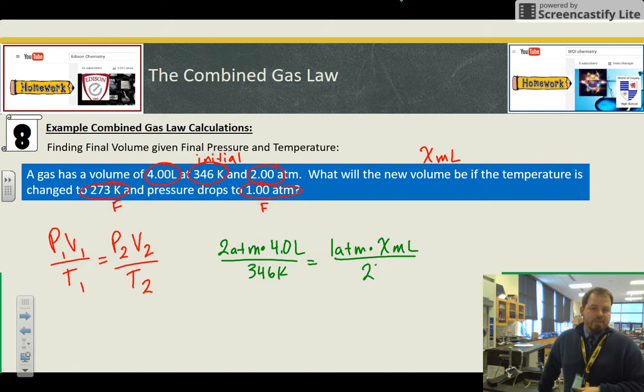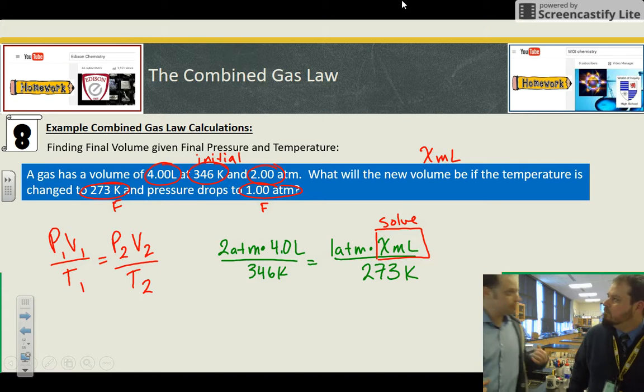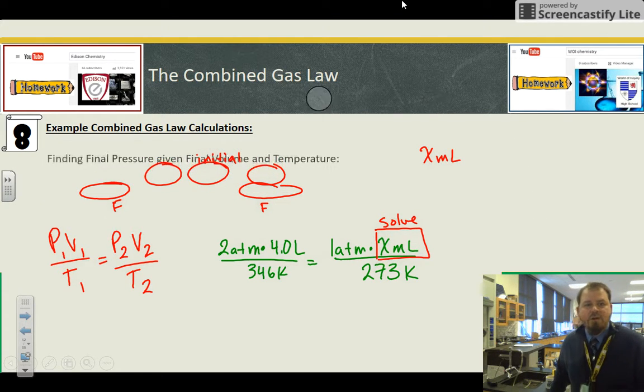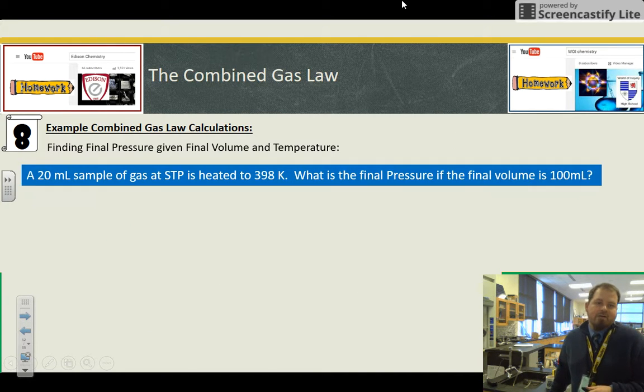The x is in a different place, but we're still going to cross multiply and do what we need to do to get x by itself. Remind me in class, and I will teach you a trick to go even faster than cross multiplication. I'm going to do it the old school way. I'm going to go fast because I do my math fast. I want to do it fast because I want to save time.